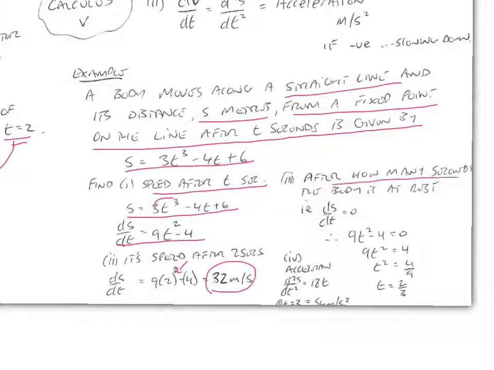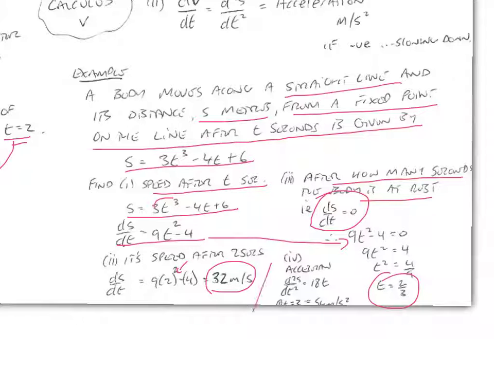After how many seconds is the body at rest? So when it's at rest, it has no speed. ds dt must be equal to 0. So we let our ds dt equal to 0. So that means that t is equal to 2 over 3.